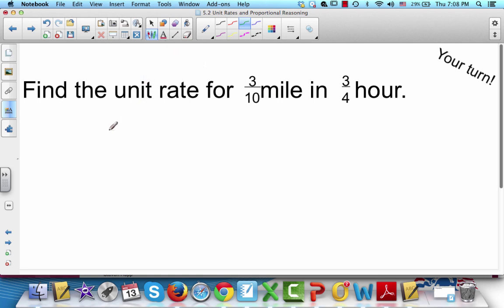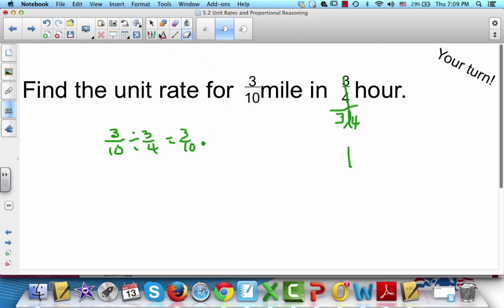All right, so we went 3/10. Excuse me, divide by 3/4 and divide by 3/4. That's going to give us 1. And then over here we're going to go divided by 3/4 equals 3/10 times 4 over 3, because we invert and multiply.